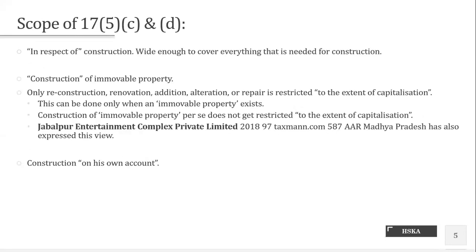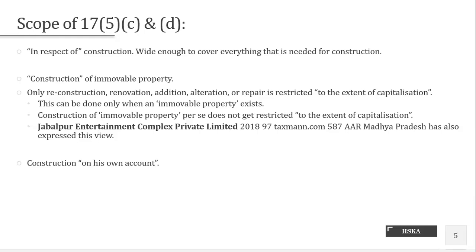Now, let's go to 17.5 C and D, again keeping in mind the definition of immovable property. Let's understand when 17.5 C and D will apply. Section 17.5 starts off with the phrase in respect of. It reads: in respect of goods or services received for construction. So the phrase used is in respect of when the disallowance or restriction of ITC is placed.